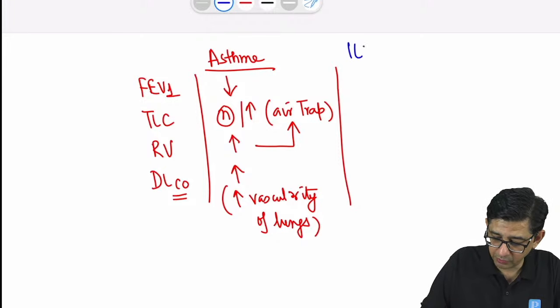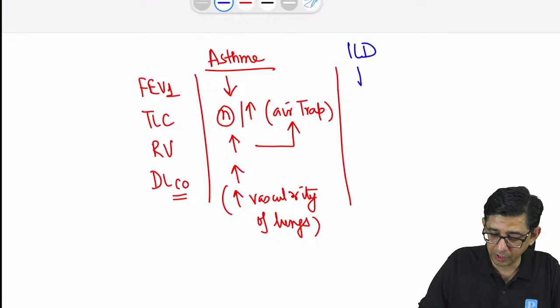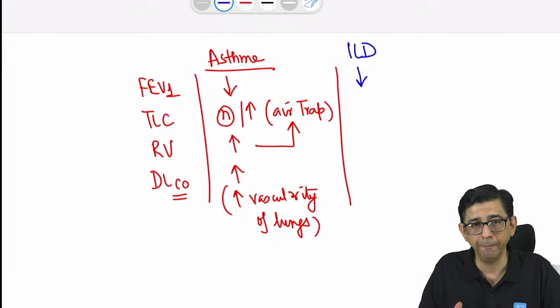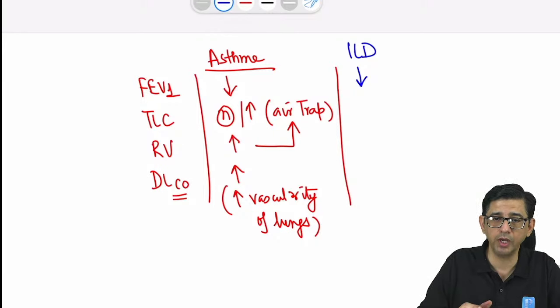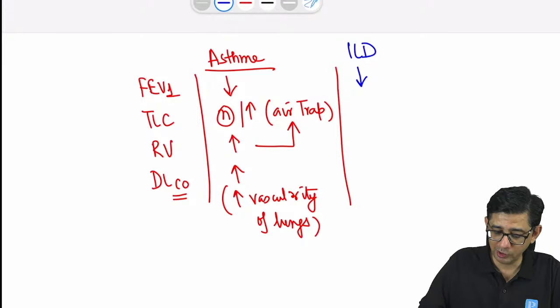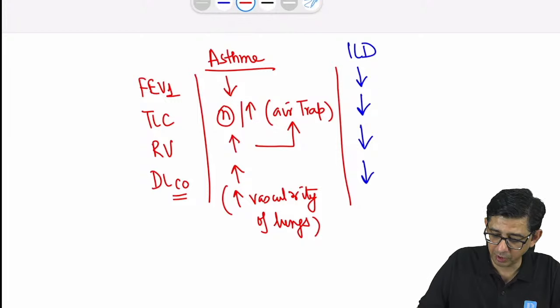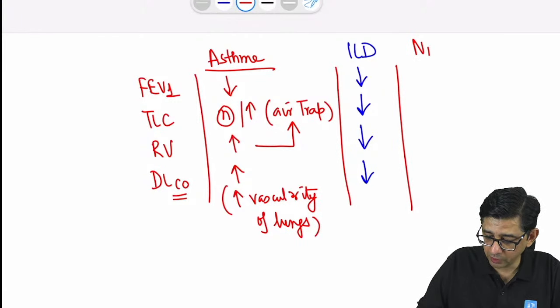Let us now compare this with interstitial lung disease. Interstitial lung disease is pulmonary fibrosis, so FEV1 will be less. FEV1 is less in asthma, that is okay, but it is also less in patients with pulmonary fibrosis, because the lung is small, so less air is going out. In these patients TLC will be less, residual volume will be less, and DLCO will be less, and none of these parameters were satisfied here. Then comes neuromuscular disorder.